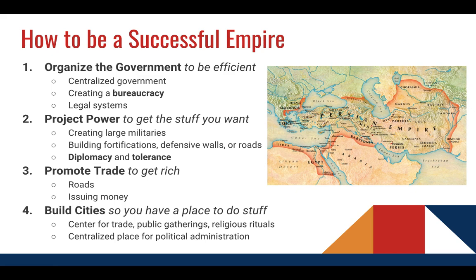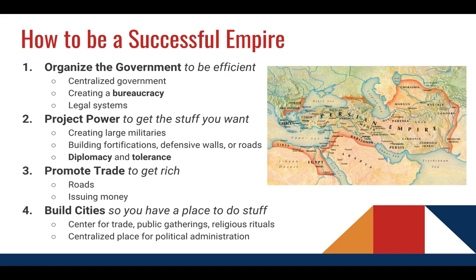The third thing you want to do is get rich. So one way to do that is promote trade. This could be done by building roads to encourage people to trade with others, or by doing something like issuing money, like printing the picture of your emperor on a coin perhaps, and then letting people use that coin to buy the things they need.